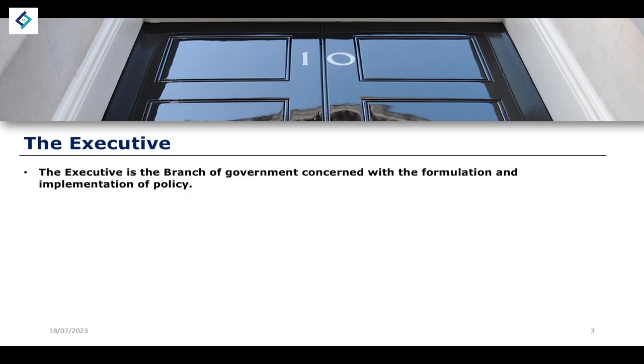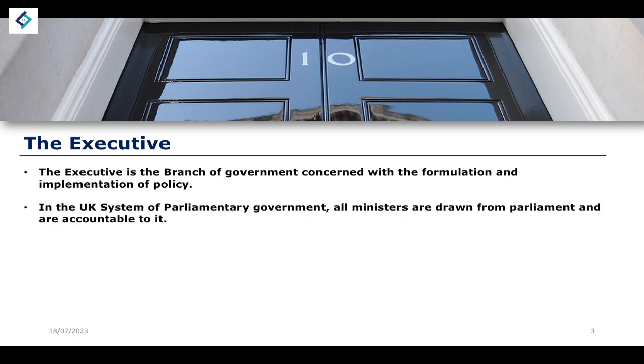So essentially, the executive branch of government is concerned with the formulation and the implementation of policy, whereas the legislative branch of government is concerned with the passing of law, and the judicial branch is concerned with the interpretation and the application of law. The executive branch is concerned with the formulation and implementation of policy.